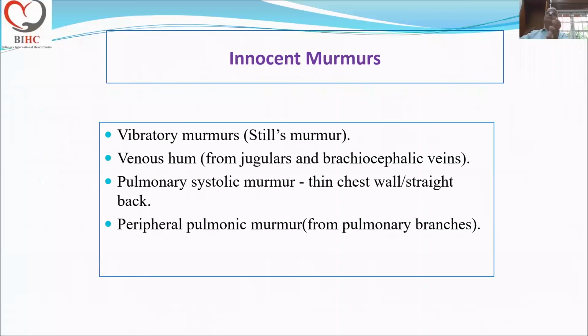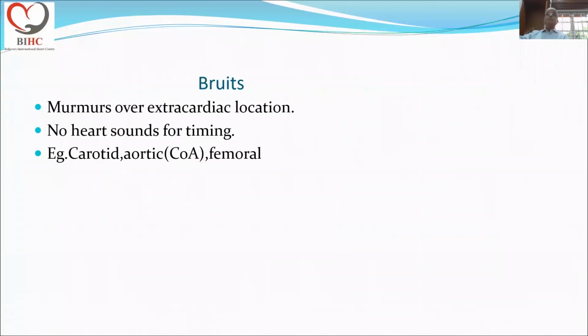In children, innocent murmurs are very common. These can be vibratory medium pitch murmurs at the lower left sternal border, which you call Still's murmur. It can be a venous hum from the jugulars or the brachiocephalic veins. It can be an ejection systolic murmur in the pulmonary area in a child with a thin chest wall or a straight back. It can be a peripheral pulmonic murmur, as we explained, from the pulmonary branches.